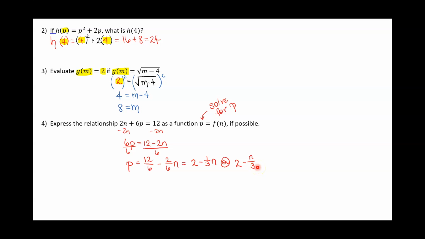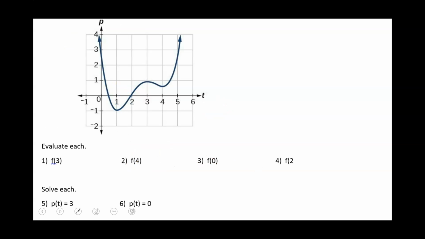So several different ways we can write it, but in every case, you'll notice that we've got p by itself on one side, and on the other side, the function is expressed in terms of the variable n. That is the only variable in the expression. All right, we have looked at how to use function notation with an equation, but what if they give it to me as a graph?